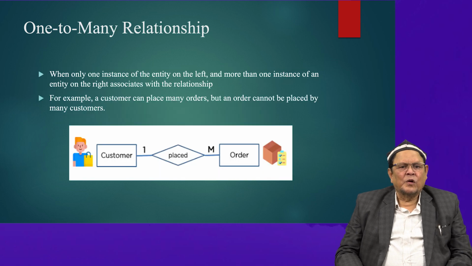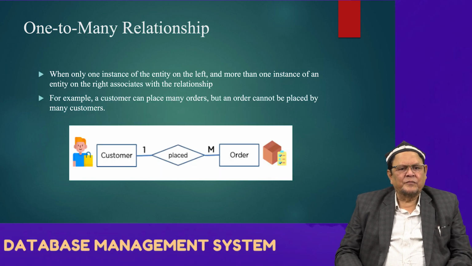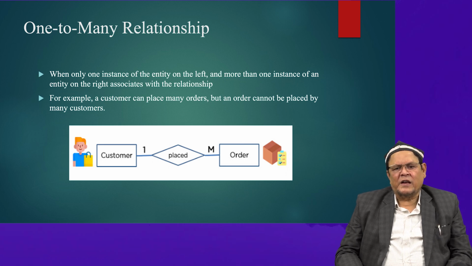One-to-many relationship: when there is only one instance of an entity on the left and more than one instance of the entity on the right associated with the relationship. For example, a customer can place many orders, but an order cannot be placed by many customers.